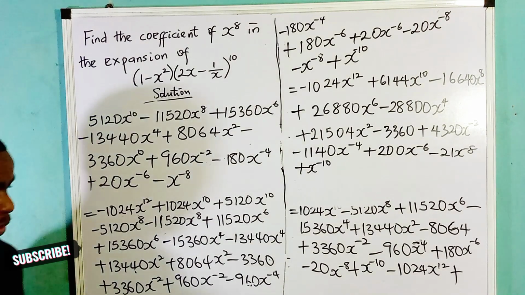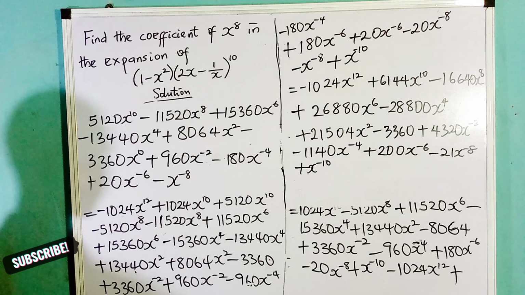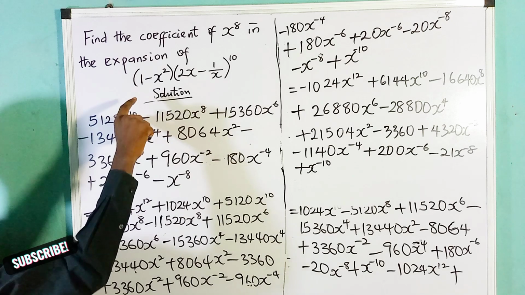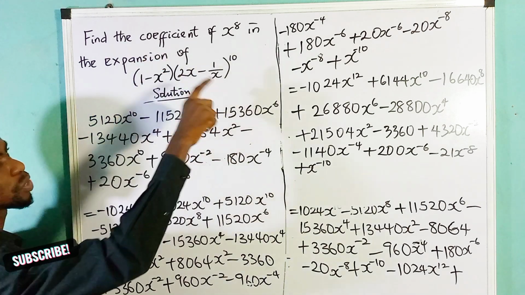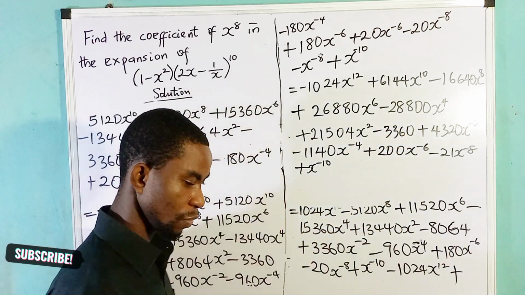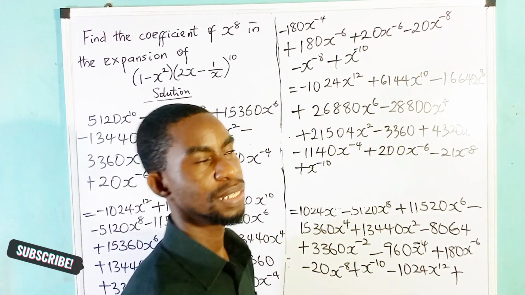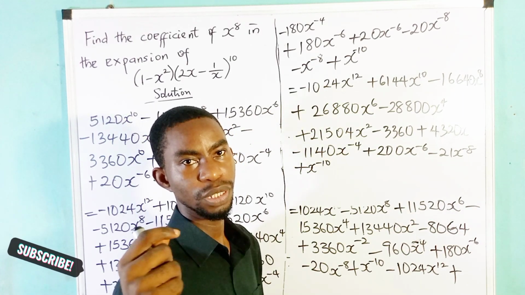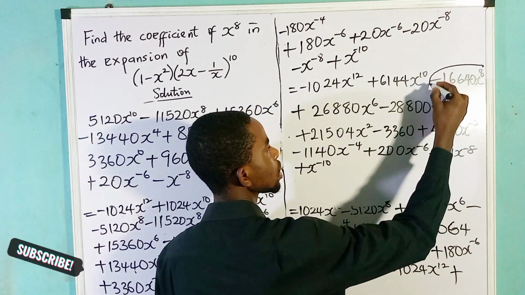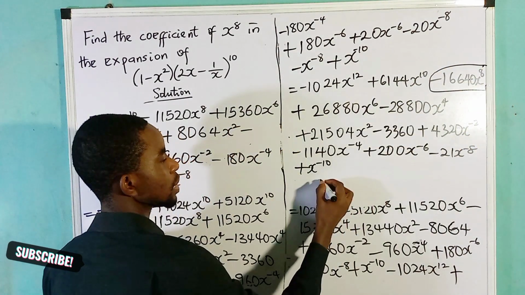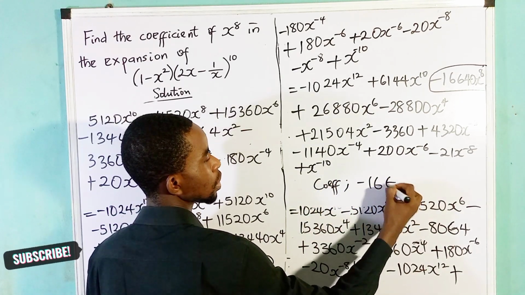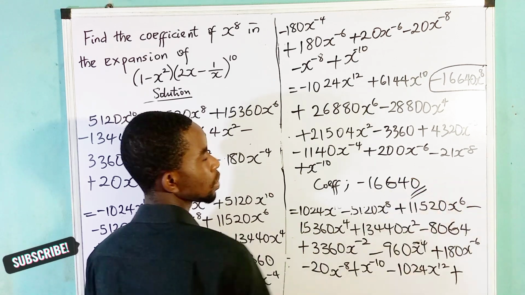Okay, so now if you look at the question on the board, the problem says we should find the coefficient of x to the power of 8. Now, the coefficient of an algebraic term is the number that is attached to the variable. The coefficient of x raised to power 8, this is x raised to power 8. The coefficient here is minus 16,640. This is our answer.